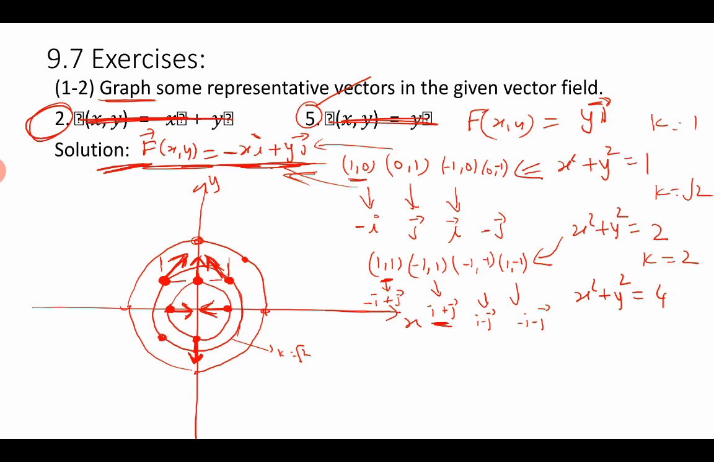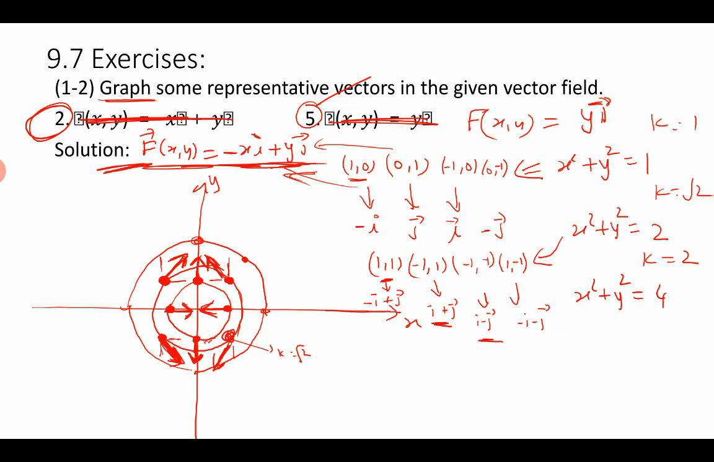At this point, both are negative ones, isn't it? The vector is i minus j. I is in this direction, minus j is in this direction, so the vector flow will be in this direction. Finally, at this point here you can find minus i minus j. Minus i in this direction, minus j in this direction, so the vector flow will be in this direction.